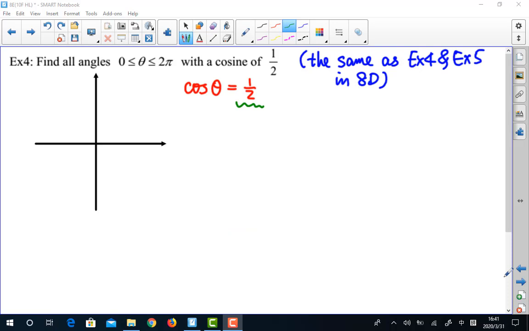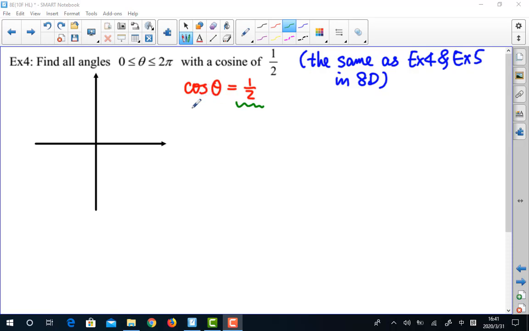Example 4. Find all angles between 0 and 2 pi inclusive with a cosine of 1/2. That means I need to look for the angles. Okay, this angle can have cosine theta equals 1/2. This question is the same as example 4 and example 5 in 8D. Working backwards, we are given the trig ratio, we need to look for the angles.